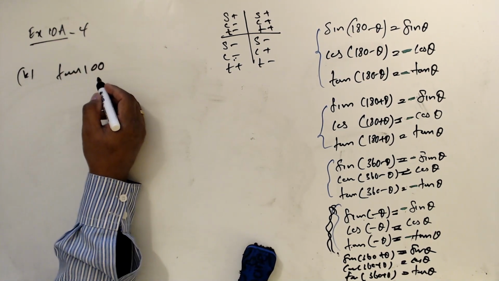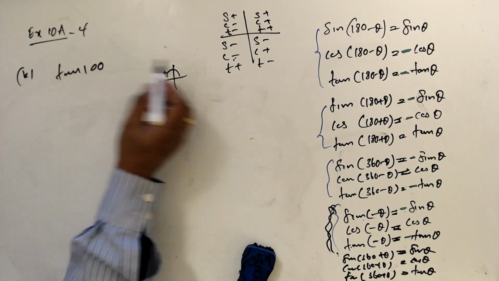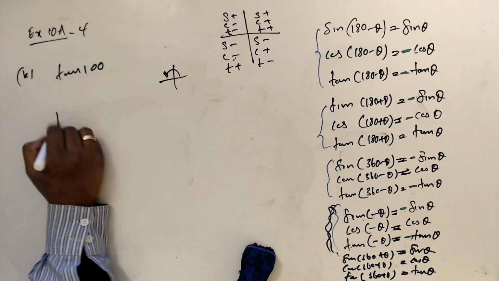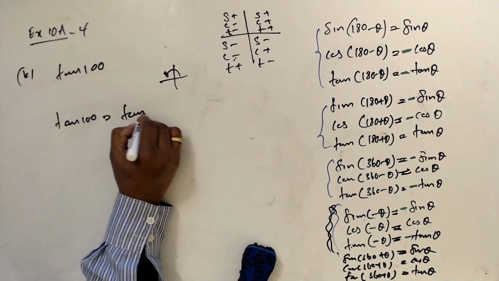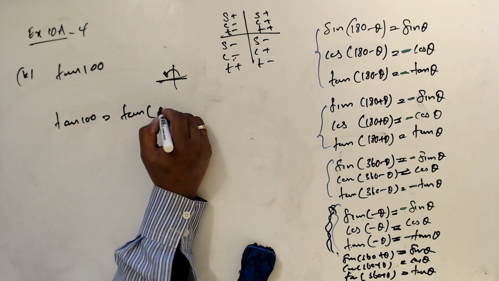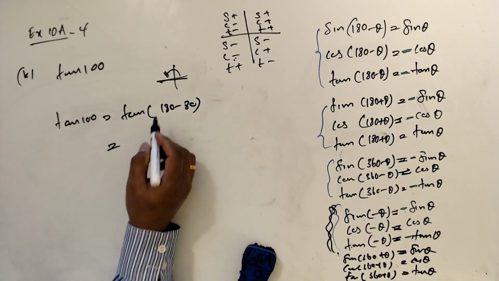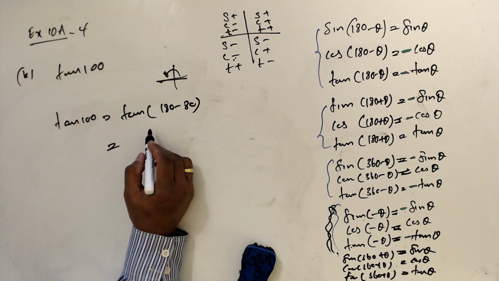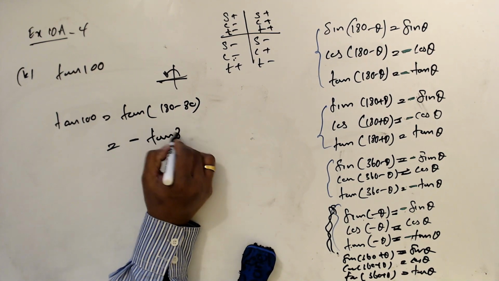Tan 100. So 100 is in the second quadrant. In the second quadrant, tan value is negative. So I am writing tan 100 in terms of 180 minus 80. Tan in the second quadrant is negative, so negative tan 80.